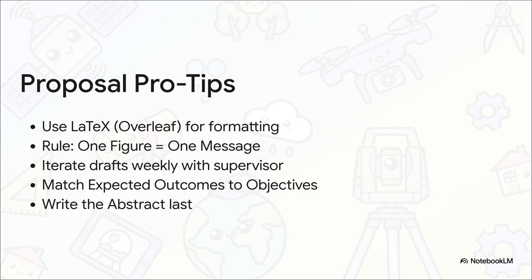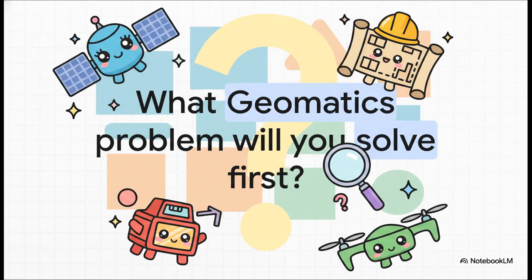And here's a massive time saver: always write your abstract last. That way, it actually reflects what you wrote, not what you hoped to write 6 weeks ago. Well, there you have it. You now possess the complete architect's blueprint for a winning proposal. You know the exact structure, the pitfalls to avoid, and the intense precision your evaluators are demanding.